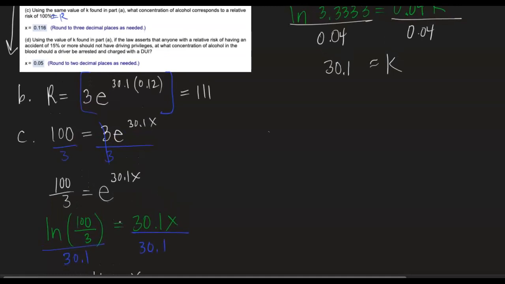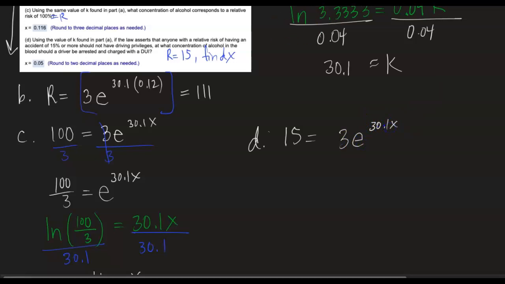And then in part D, using the value of k again, the law asserts anyone with a relative risk having an accident of 15% or more should not have driving privileges. So we want to find what is that value of x associated with r. r equals 15. Find x, in other words. So that's very similar to part C. So I'm going to write that one over here. Here we know that r is 15.